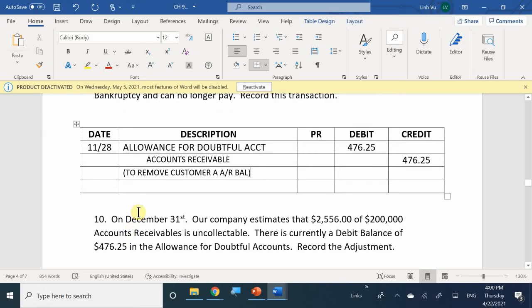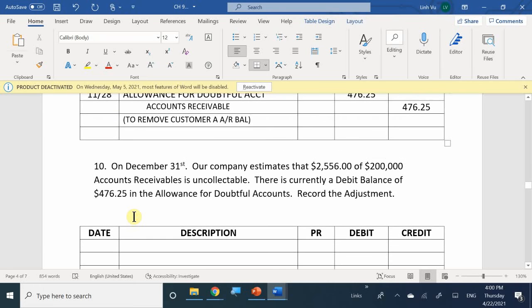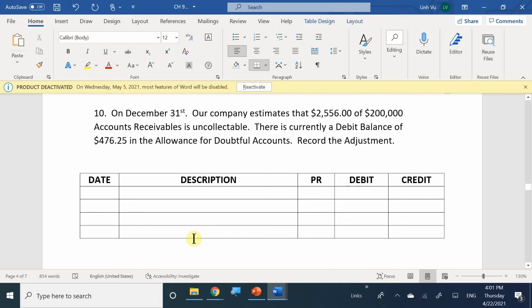So then now, question number 10 says that on December 31st, our company estimated that $2,556 of our $200,000 accounts receivable is to be uncollectible. There is currently a debit balance of $476.25 in the allowance for doubtful accounts. Record this adjustment. Okay, once again, how are we going to write this off?